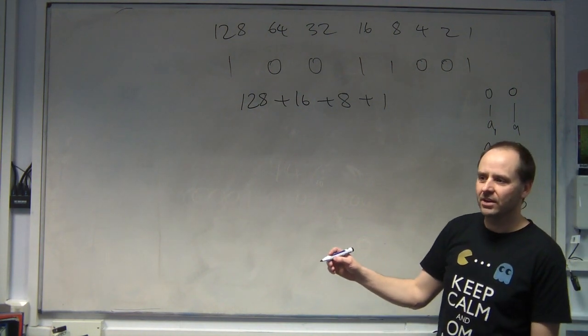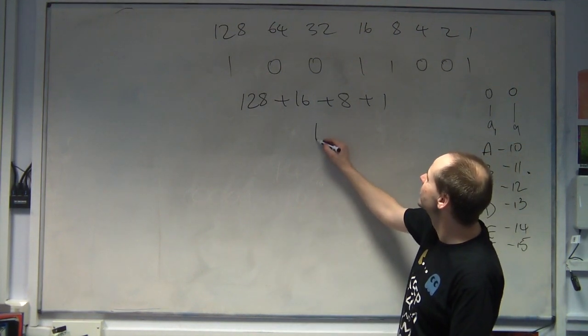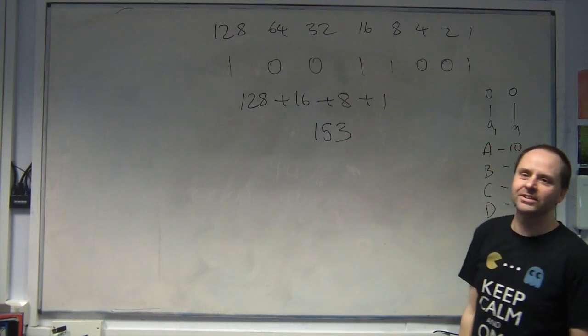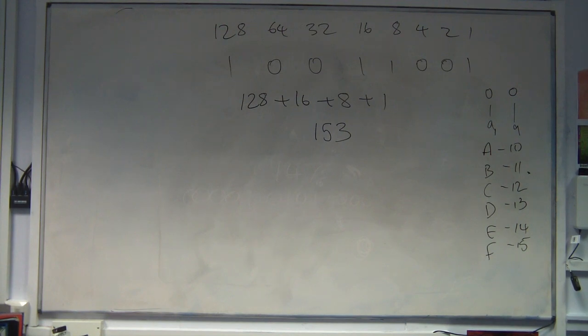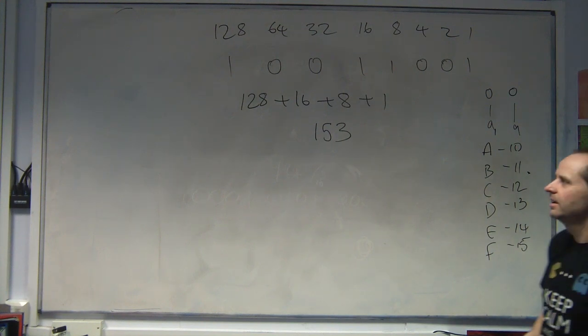153. Anyone agree with it? Because I had a bit of an argument in the previous one. You'll see that on the video when you watch it. 153? It's definitely on because there's a 1. So 16 and 8 is 24. 128 plus 24 is 152. Yeah, you're right. Just double checking.